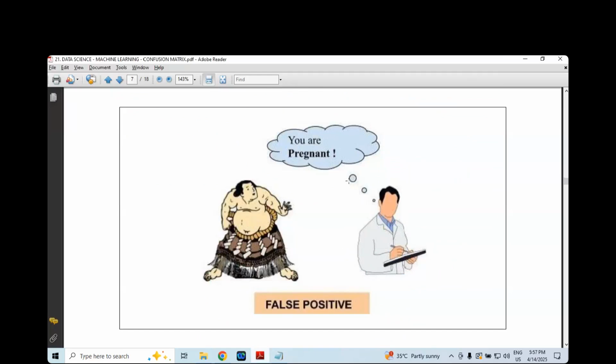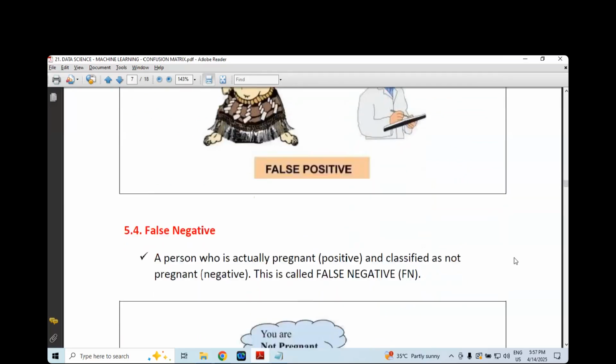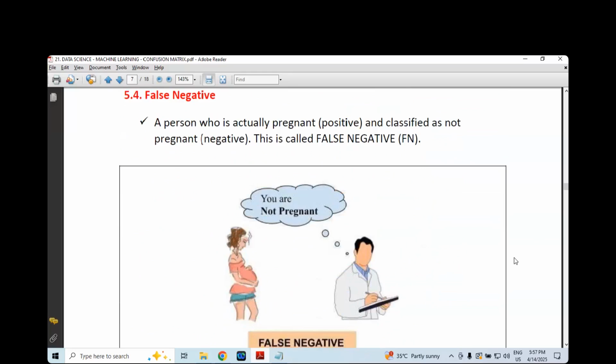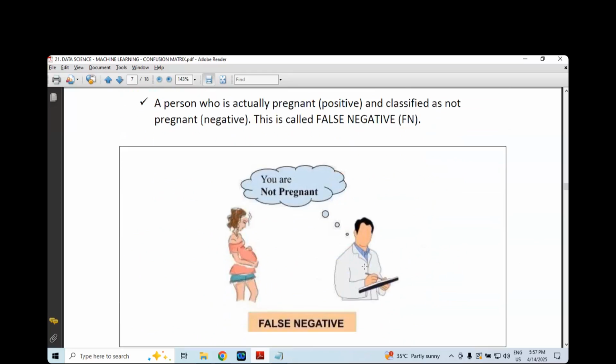Think like we have created a model. Instead of a doctor, think of a model. The model is giving a wrong prediction. Now move to the next one, false negative. By looking at the image, a doctor is not required; we can directly tell the mother is carrying. But what the doctor is telling is, you are not pregnant. Then she may miss the medicine.